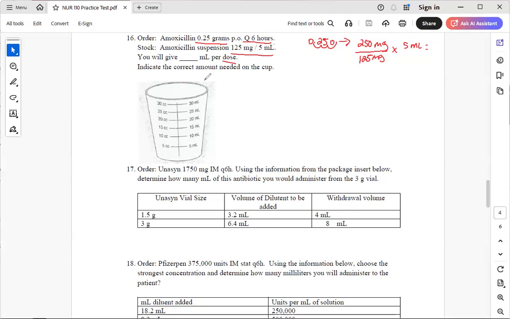And then again, if they tell you to circle or indicate the correct amount on the cup, that means your answer is going to be on the cup. Okay. So 250 divided by 125 is 2 times 5 is 10 ml. So then I'm marking my cup at the 10 ml. Or if you're on Blackboard, you just drop your pointer right in the center and you'll be good to go.